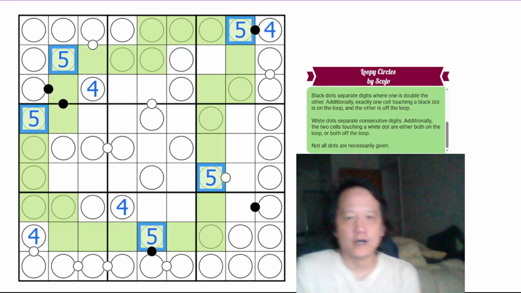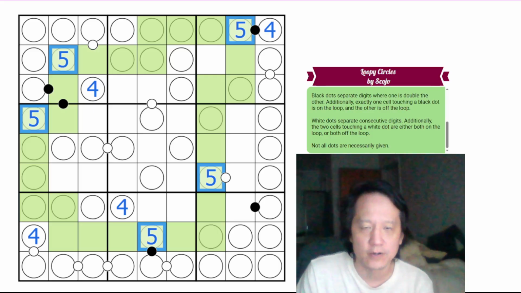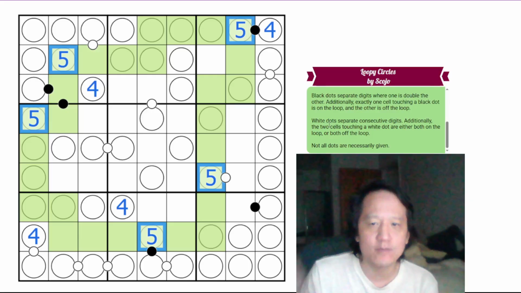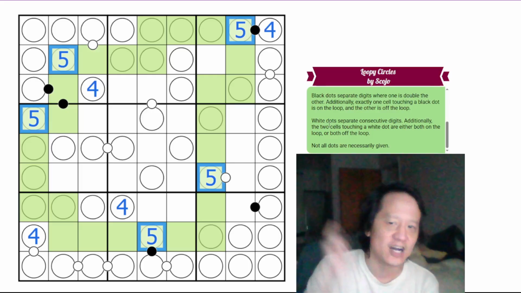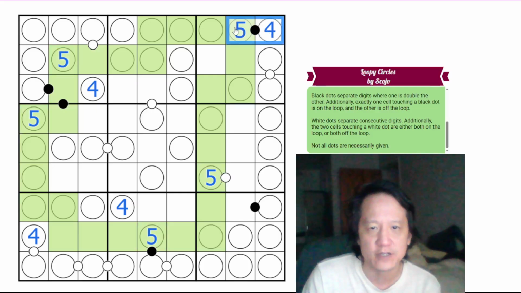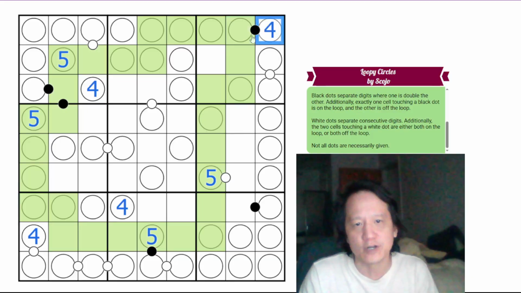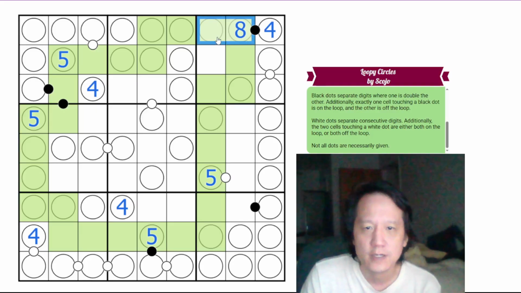We also have black dots separate digits where one is double the other. And additionally, exactly one cell touching a black dot is on the loop and the other is off the loop. So this satisfies here because we know one digit is on the loop and one digit is off. So this would be valid here. And it doesn't work as numbers though. So say this was a 4 here. This would have to be a 2 or an 8 to maintain the 1-to-2 ratio between them. Or basically one is double the other.